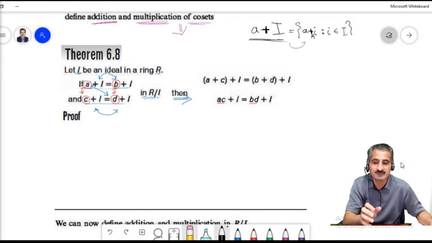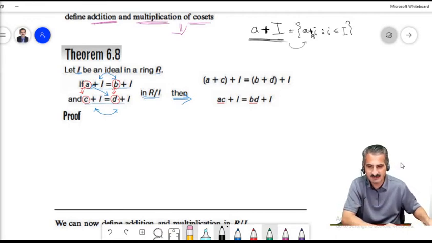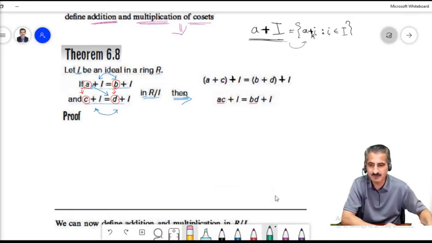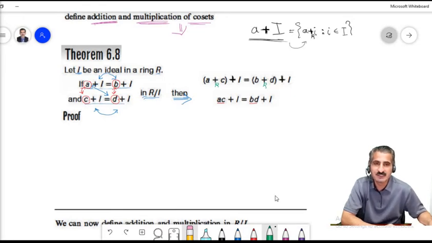Now why am I saying that? The addition I talked about here is the same as these ones. So now these are additions to get the coset. Now if you notice here, what we are doing, A plus C is the addition from inside the ring R. B plus D is the addition from inside the ring R. And this addition is the same one as we talked about.